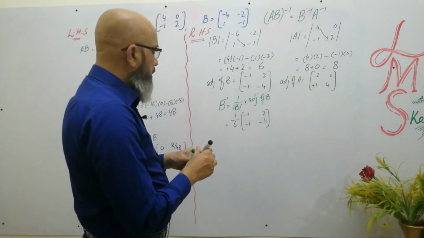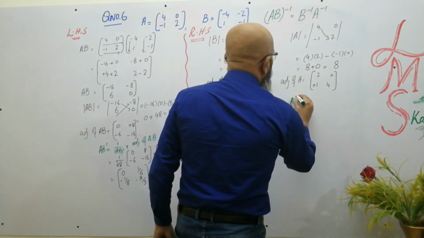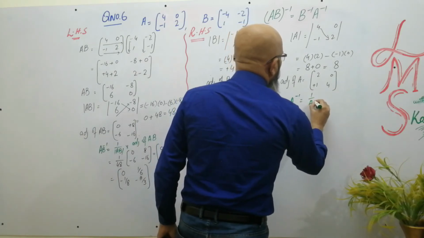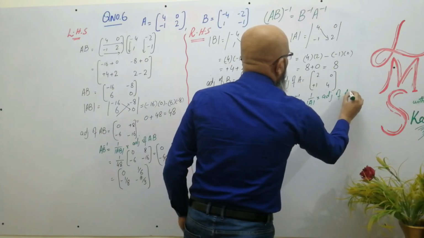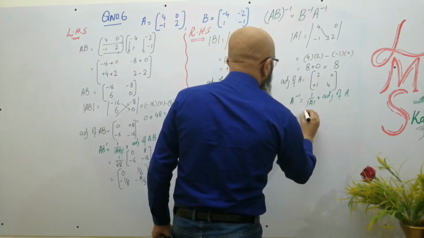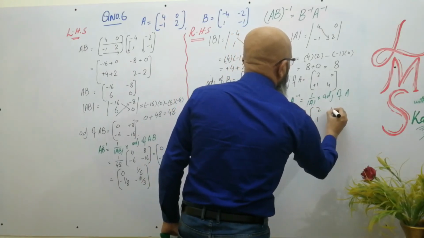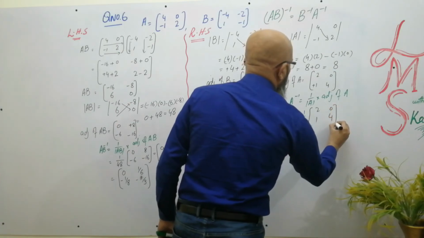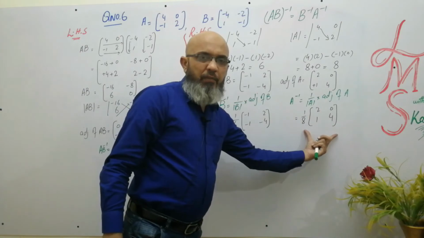So next one is how we find the A inverse. Simply 1 over A determinant multiplied by adjoint of A. So what is determinant? 8, means 1 over 8 multiplied by 2, 1, 0 and 4. So we will get both the inverse, B inverse and A inverse.